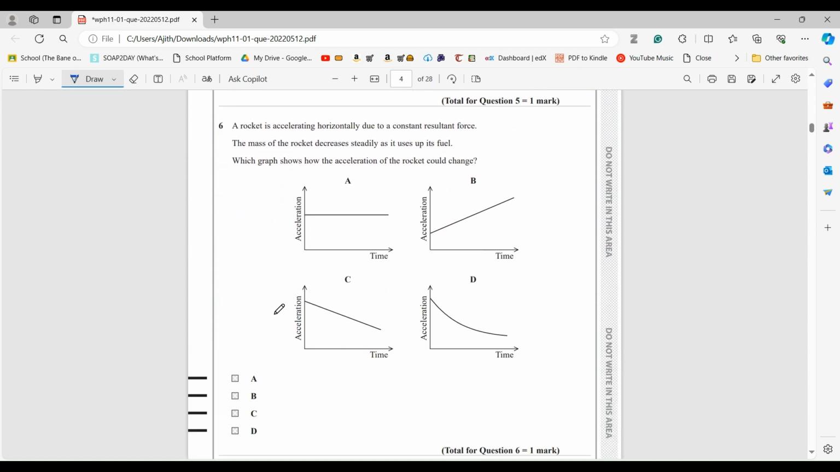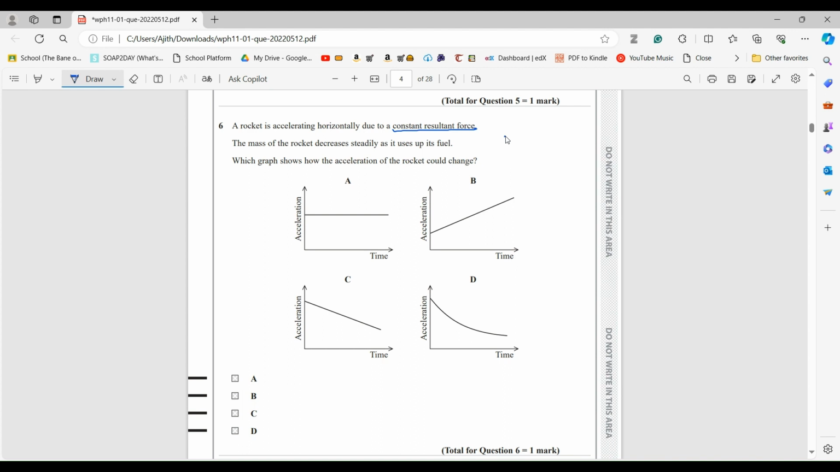Next question. The rocket is accelerating horizontally due to a constant resultant force. The mass of the rocket decreases steadily as it uses up its fuel. Which graph shows how the acceleration of the rocket could change? Now, in this question, you are looking at a constant resultant force.